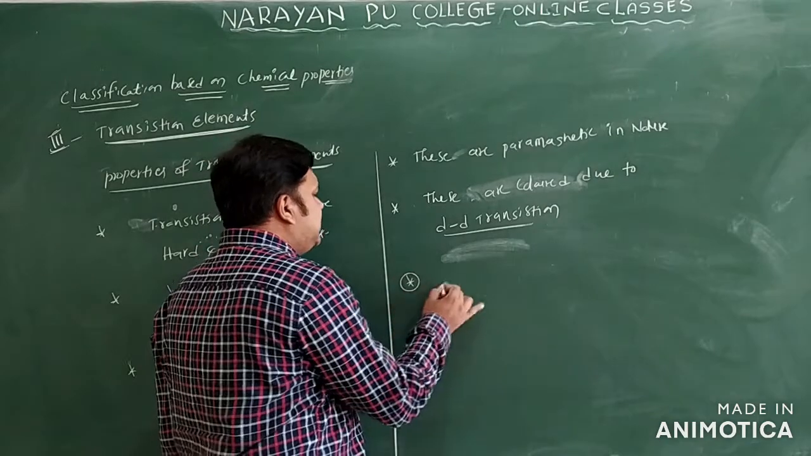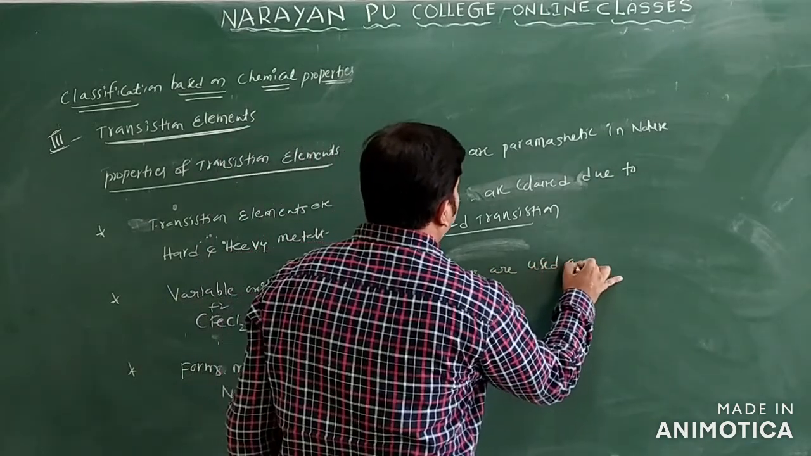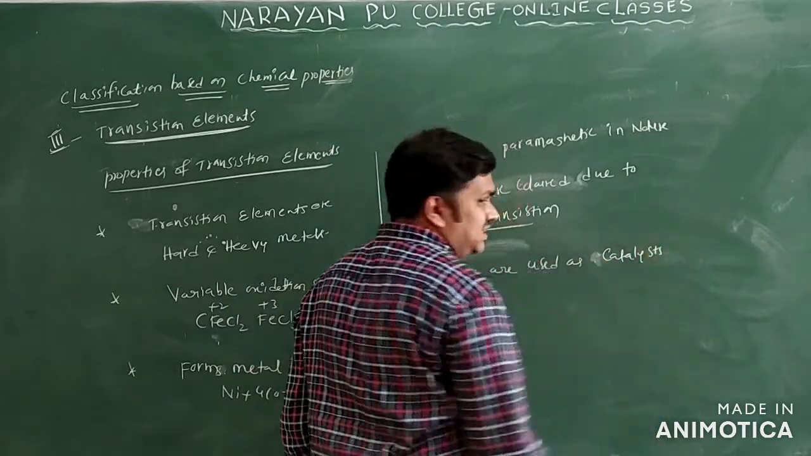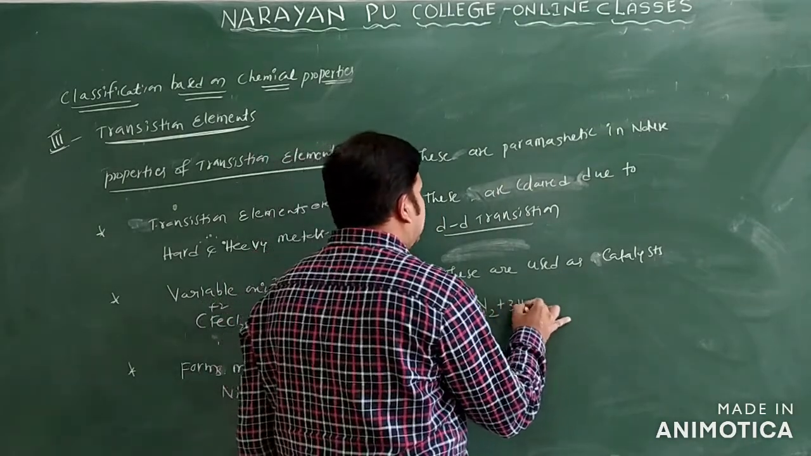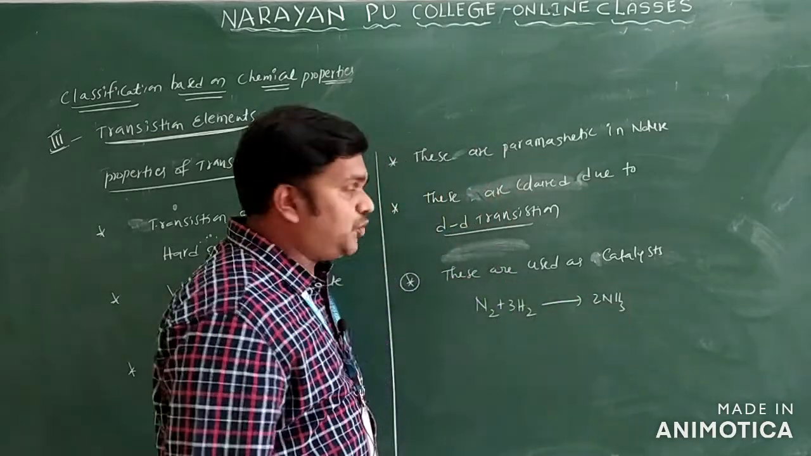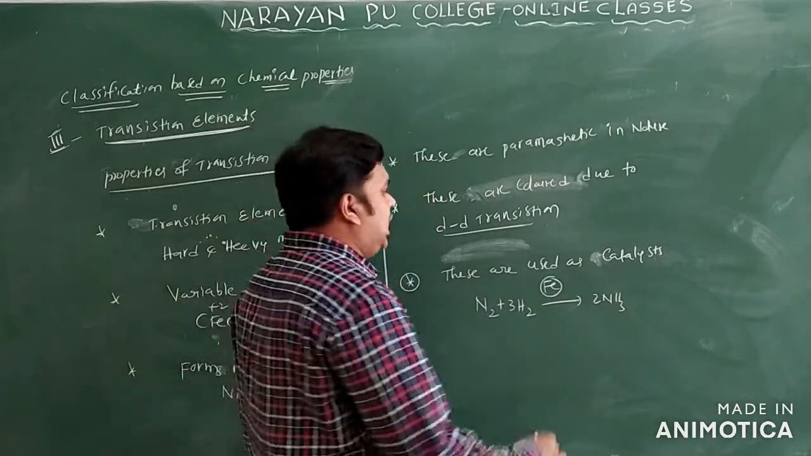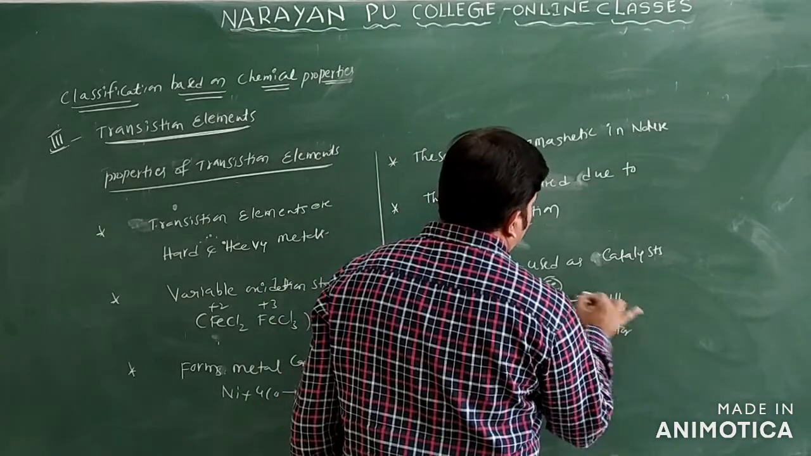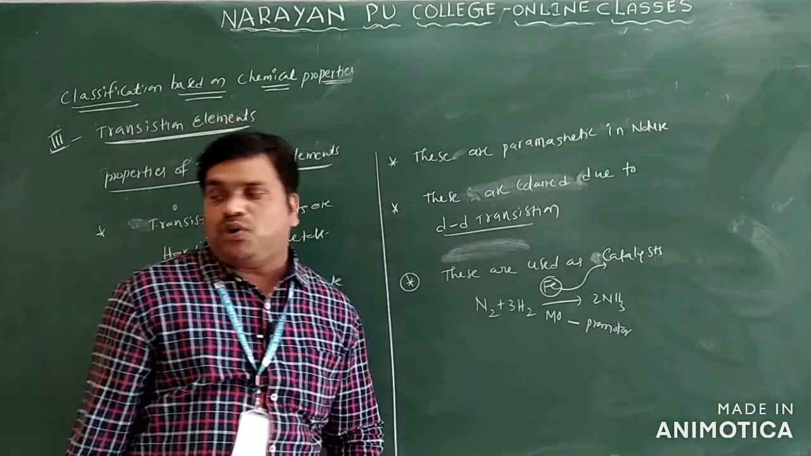And one more thing you can see here, these are used as catalysts. If you want to see the preparation of ammonia, N2 plus 3H2 gives rise to 2NH3. This is the preparation of ammonia. Here we are using which catalyst? Iron can be used as a catalyst, and we can use molybdenum as a promoter. They can be used as catalysts in some of the important preparations.